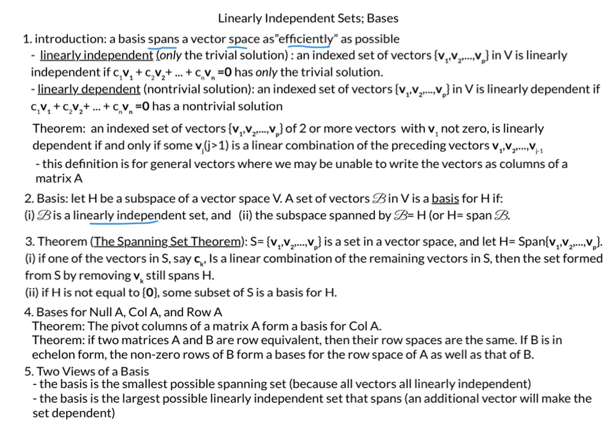We have these two views of a basis. The basis is the smallest possible spanning set. And it's the smallest possible because the vectors are all linearly independent, so you can't just throw one out because each one contains kind of unique information that you need to span the set. Also, the basis is the largest possible linearly independent set that spans, because since the basis already spans, an additional vector will be dependent. So you have these two views.